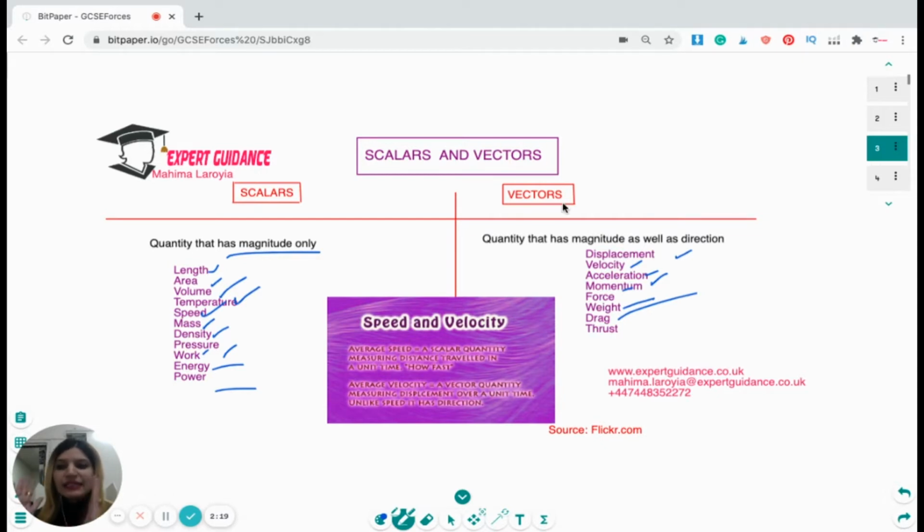So again, a scalar quantity has magnitude only, but no direction, whereas a vector quantity has both magnitude as well as direction. Like speed and velocity. Speed is just the magnitude, so it's a scalar quantity. Velocity is the speed in a given direction, so that becomes a vector quantity.